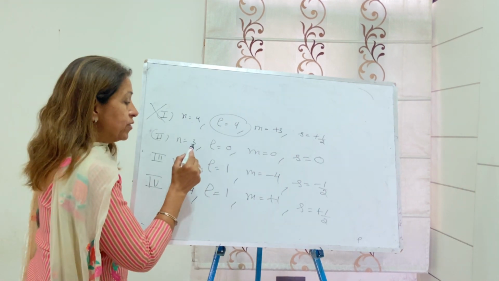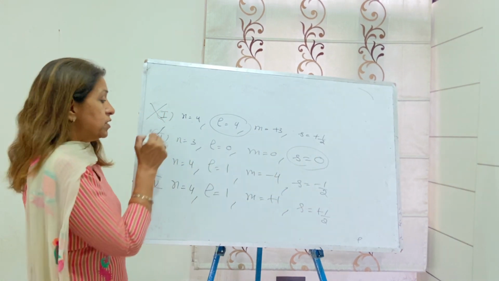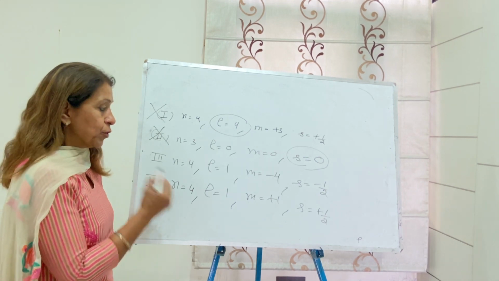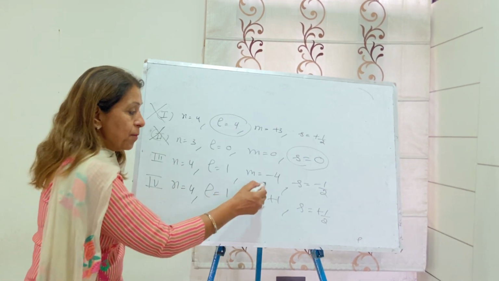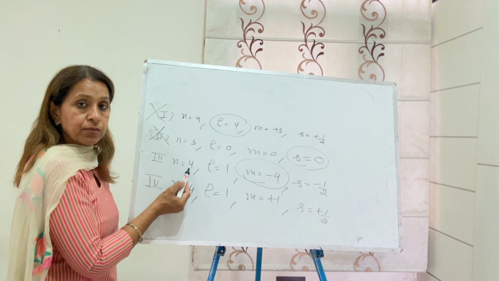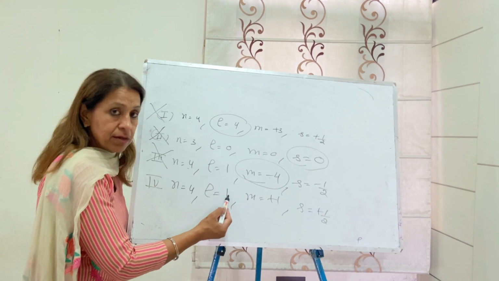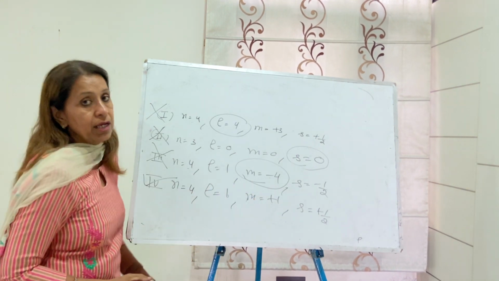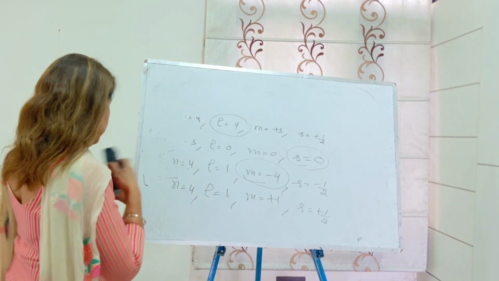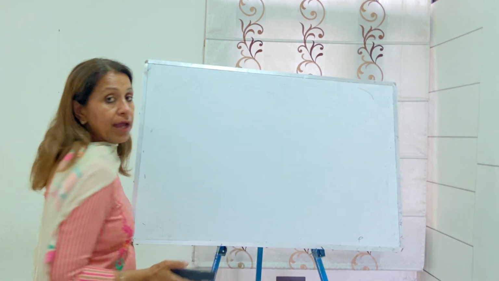Second: n is 3, l is 0 possible, m is 0 possible, but s equal to 0 is never possible. This set is wrong because the spin quantum number is either plus half or minus half. Third: n is 4, l is 1, but m is minus 4. This is again wrong. Fourth: n is 4, l is 1, m is plus 1, and this is the only one which is right. So in this way you can identify. Remember, no other quantum number has the same value as that of n.